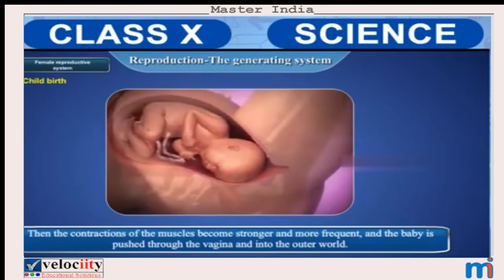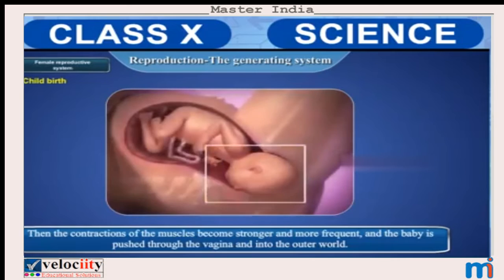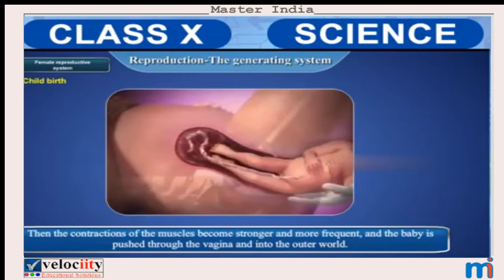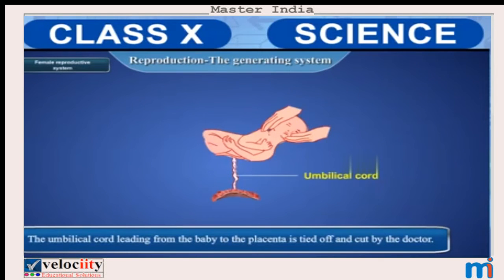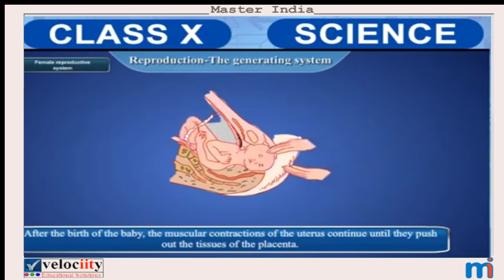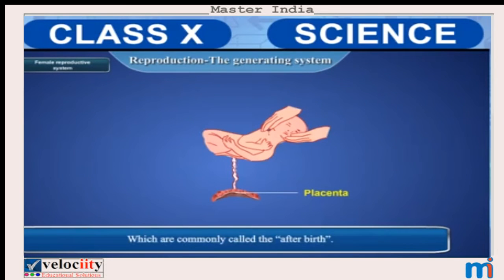Then the contractions of the muscles become stronger and more frequent, and the baby is pushed through the vagina and into the outer world. The umbilical cord leading from the baby to the placenta is tied off and cut by the doctor. After the birth of the baby, the muscular contractions of the uterus continue until they push out the tissues of the placenta, which are commonly called the afterbirth.